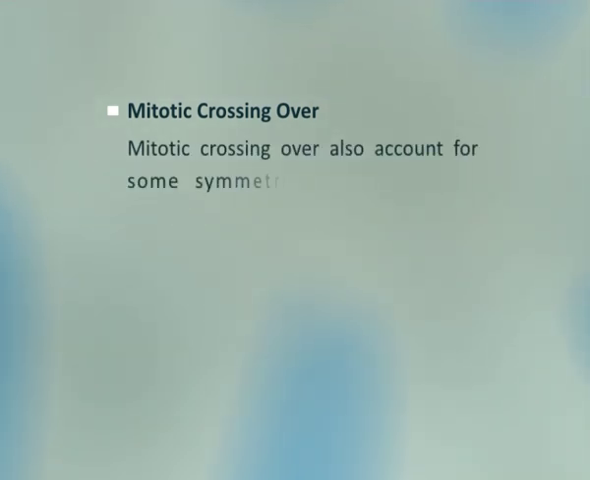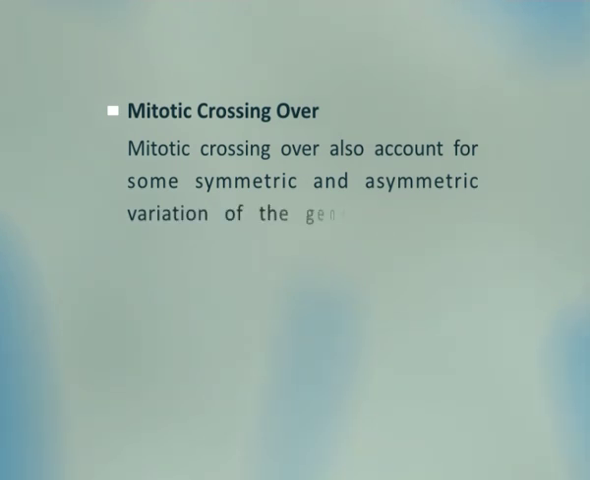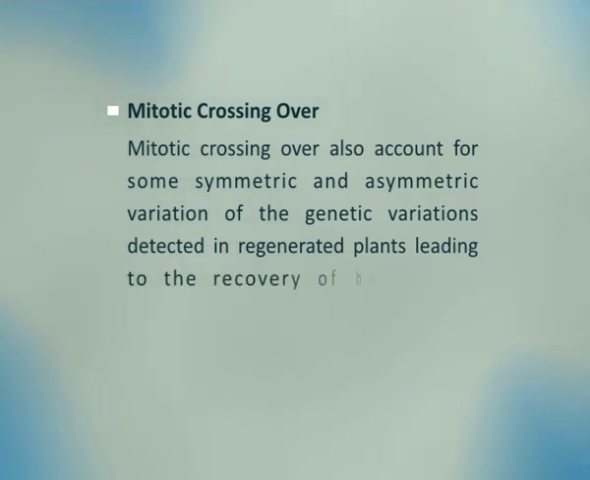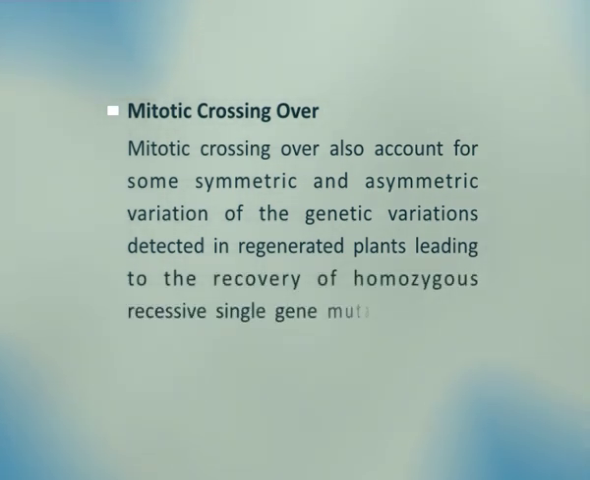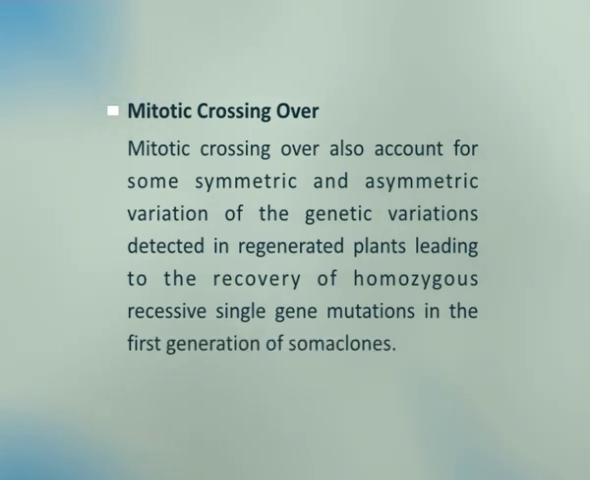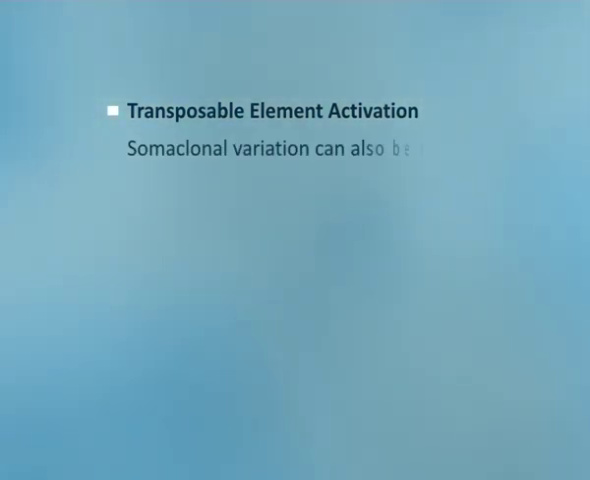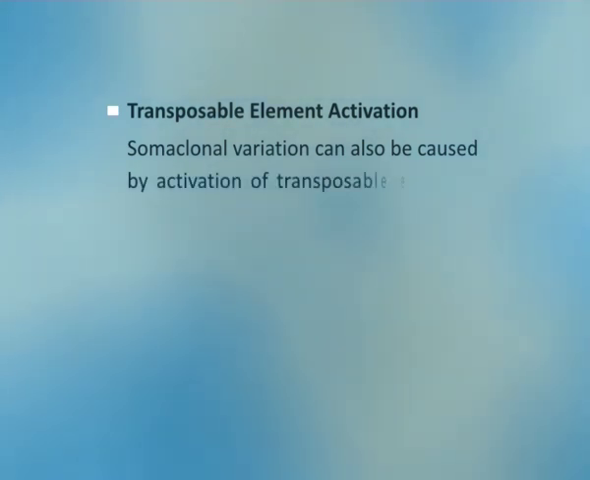The next source is mitotic crossing over. Mitotic crossing over also accounts for some symmetric and asymmetric variation of the genetic variations detected in regenerated plants, leading to the recovery of homozygous recessive single gene mutations in the first generation of somaclones. Next is the transposable element activation. Somaclonal variation can also be caused by activation of transposable elements during in vitro culture.